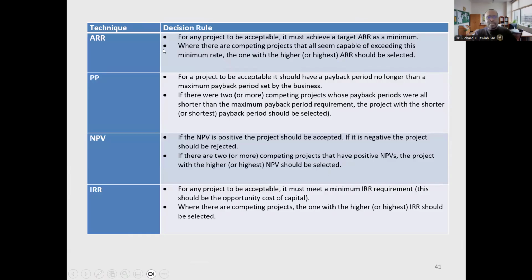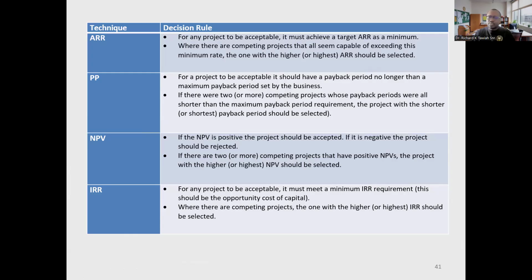We ended there. So this is a decision rule for average accounting rate of return. You'll be given a benchmark. Compared to the benchmark, if your ARR is higher, go for it. If there are competing projects, choose the one with the highest ARR. Payback period: choose the one which has a shorter payback period. If there are two or more competing projects, go for the one with the shortest payback period.